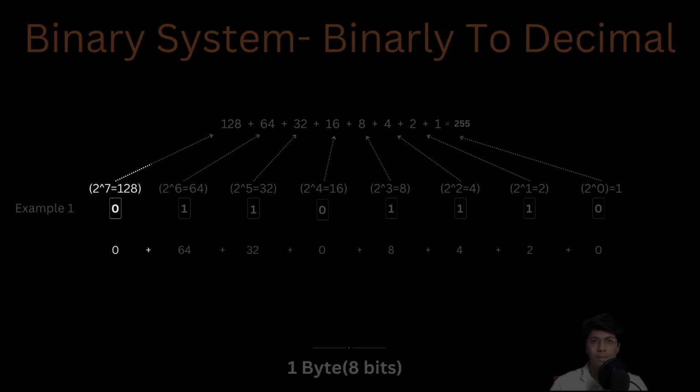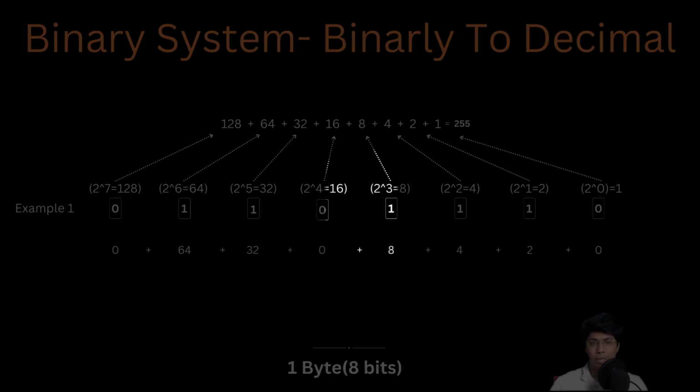In the 8th bit we have 0, skip it. In the 7th bit we have 1. Okay, so 7th bit is 2 raised to the power 6, which is 64, plus 6th bit we have 1, so we need to consider that too.